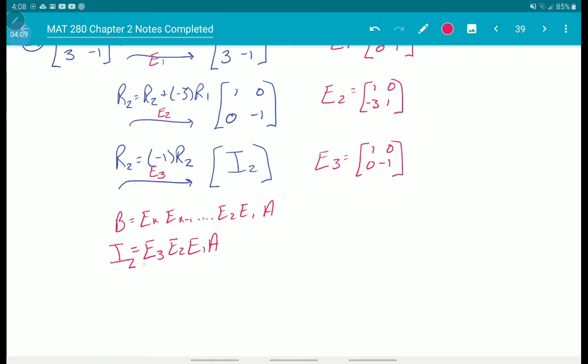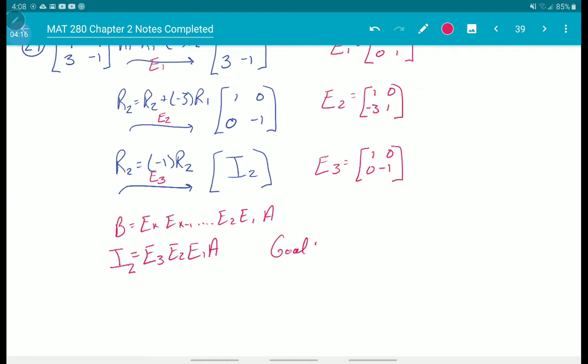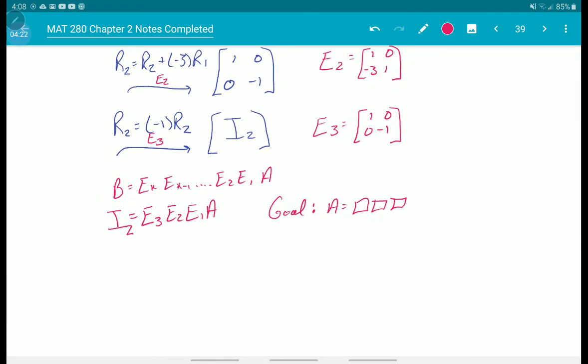So to undo this, remember the goal. The goal is to write A as a product of elementary matrices. So we need to get A by itself. Well, to get A by itself, we can multiply by the inverse for each one of these. So we're going to have E3 inverse. Then we're going to have to multiply by E2 inverse. And then multiply by E1 inverse. And that will give us that A matrix. So there's the way we could write that.